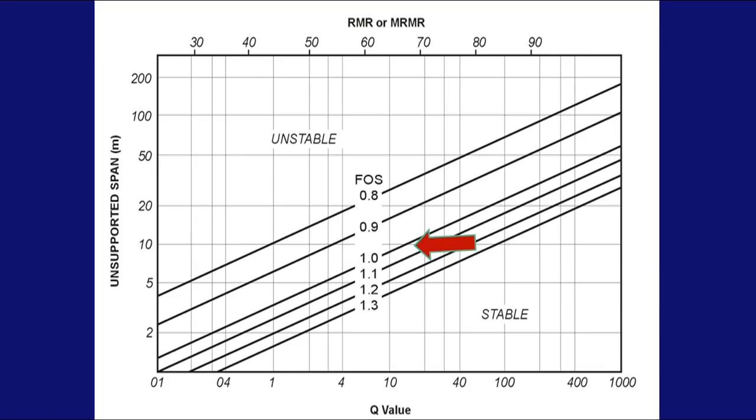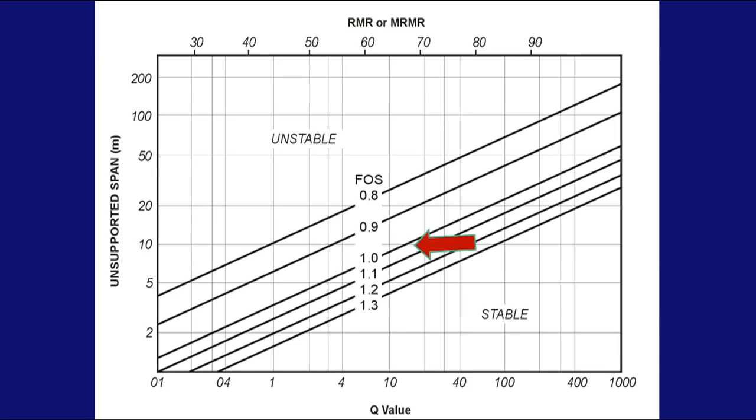This is a relationship between Q on the horizontal axis. I've got RMR at the top and the unsupported span. So again, we have 10 meters and we have our value of 69 there for the rock mass rating. And you can see those lines represent factors of safety. And the factor of safety corresponding for our tunnel is a little bit greater than 1. So that says it's marginally stable, and that corresponds with the stand-up time. There's going to be a certain stand-up time, and then ultimately you're going to have some failure. So the implication is that you need to be able to install support to provide the required stability of the tunnel.